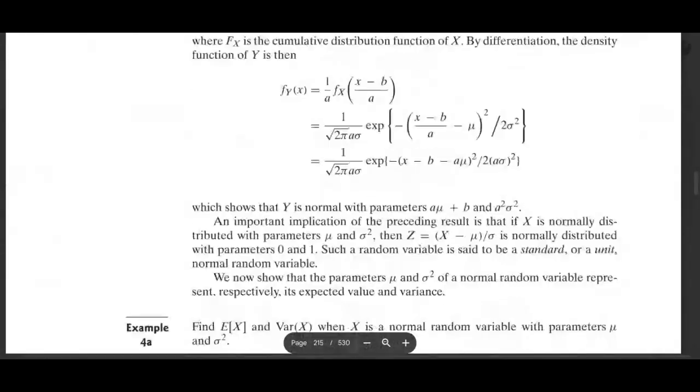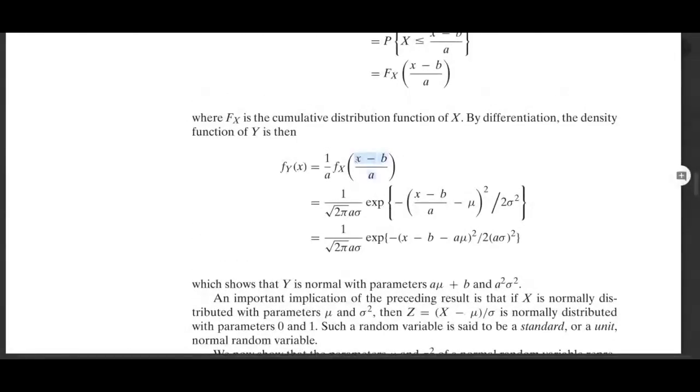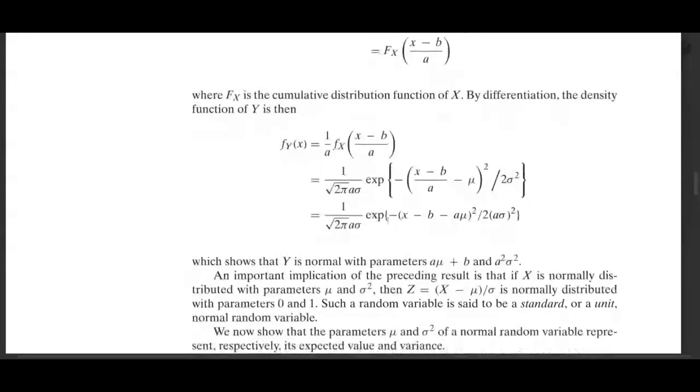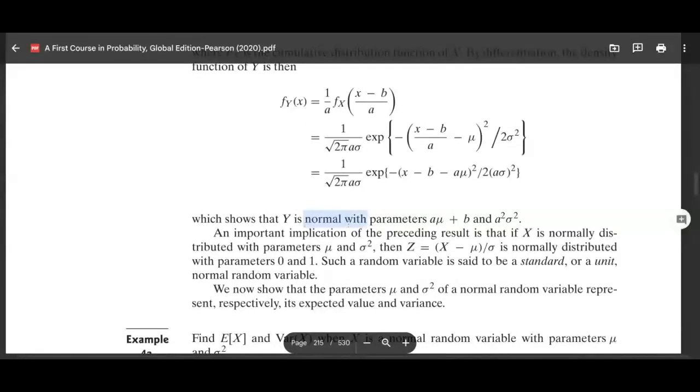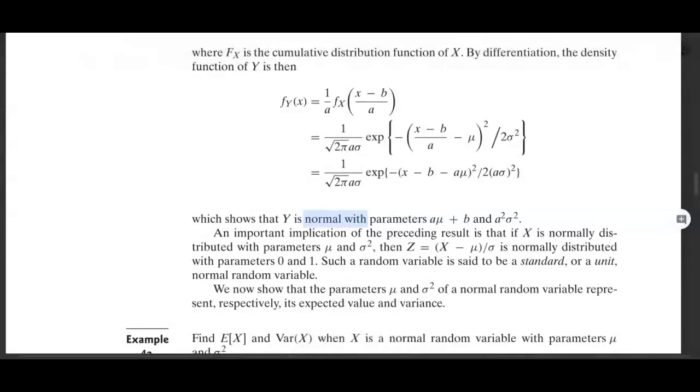So f of x, now the input is (x minus b) over a. So we'll have e to the power negative ((x minus b) over a minus mu) squared divided by 2 sigma squared. Then we do some calculations. In the end, we still have e to the negative (x minus b minus a mu) squared over 2 a squared sigma squared. So this shows Y is normal with parameters a mu plus b and a squared sigma squared. Basically, this is just changing variables.